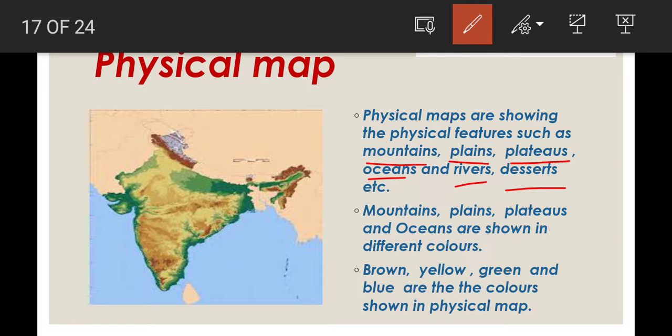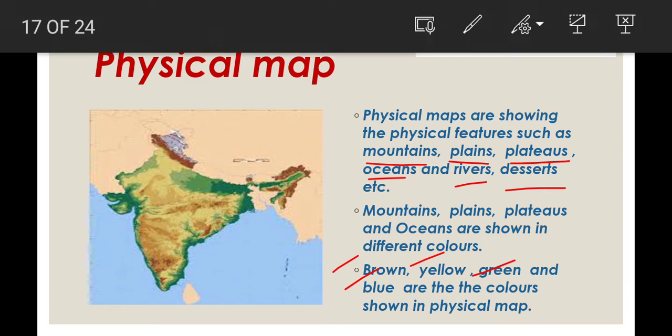These are the landforms. The physical map depicts the landforms. You see mountains, plains, plateaus, and oceans all come under the physical maps. Here the physical map has different colors. Children, you observe that some colors are represented in the physical map. What are the colors? Brown, yellow, green, blue. These are the colors shown in the physical maps.